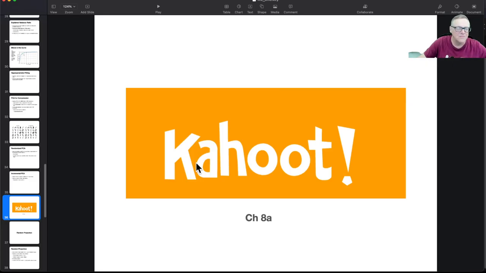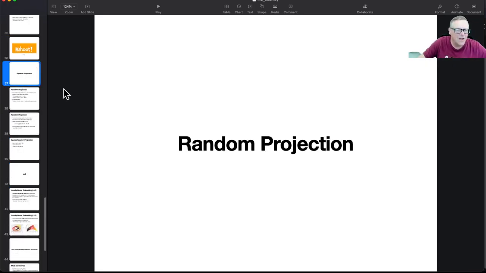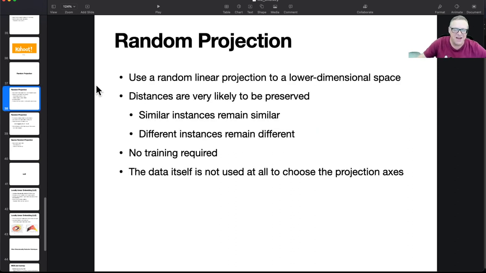So, random projection. We talked about this before. It's surprising how far you can get with just random techniques. You use a random linear projection to a lower dimensional space. Distances are still likely to be preserved. Things that are close will remain close. Things that are far apart will remain far apart. No training is required at all, and the data is not used at all to choose the projection axes.